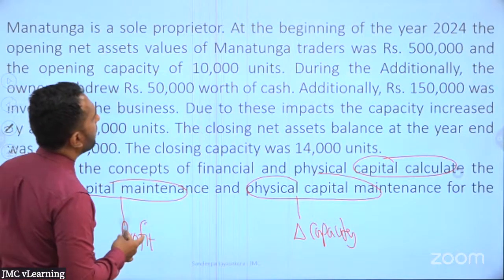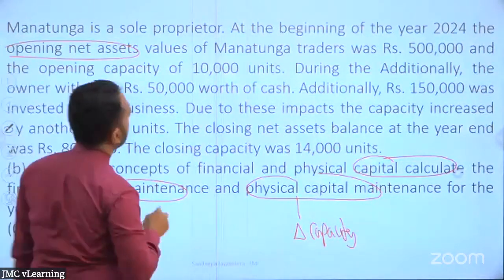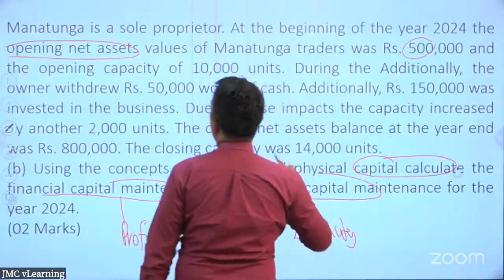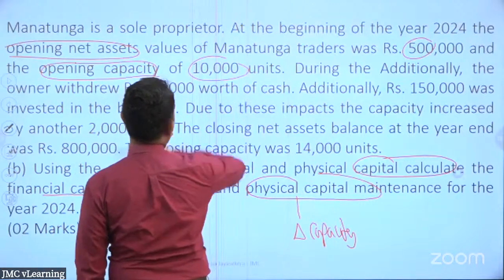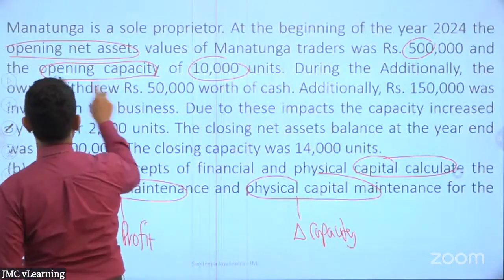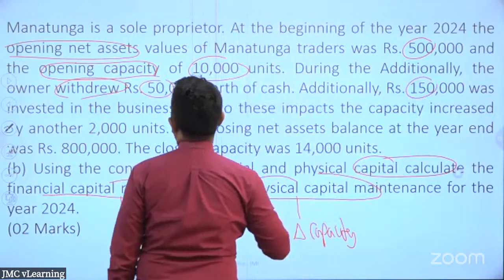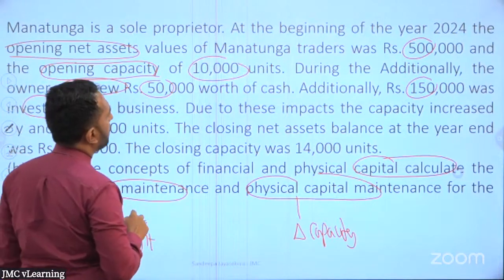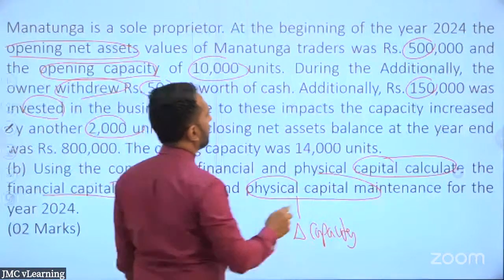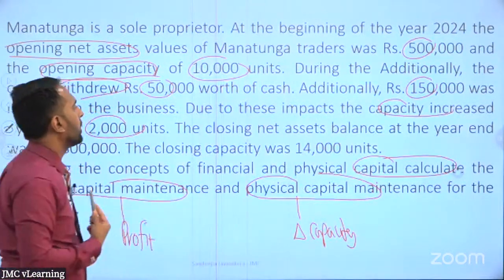Manatunga is a sole proprietor. At the beginning of the year, the opening net asset value of Manatunga was 500,000, opening capacity 10,000 units. Additionally, the owner withdrew 50,000 worth of cash, and 150,000 was invested. That's an additional capital. Due to these impacts, the capacity increased by another 2,000 units. Capacity increase due to the additional capital. Due to the additional capital, the capacity increased by 2,000.